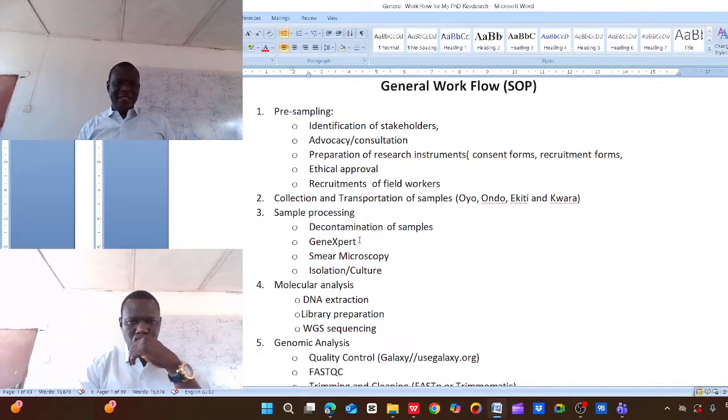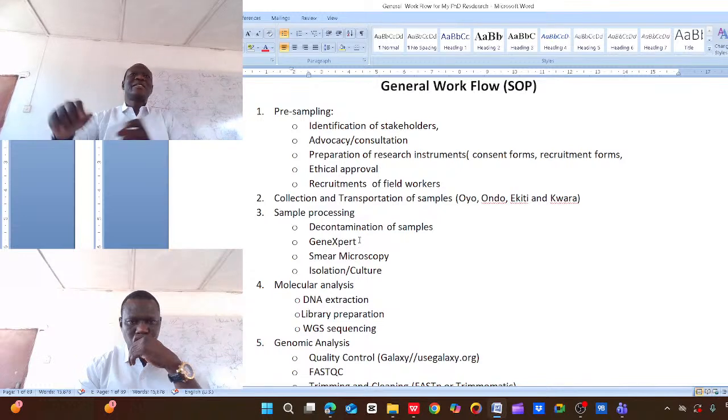After that, you will do what is called smear microscopy, which is the acid-fast staining technique, using Ziehl-Neelsen stain. Don't forget that Mycobacterium tuberculosis is an acid-fast bacillus. That's why they call it AFB.